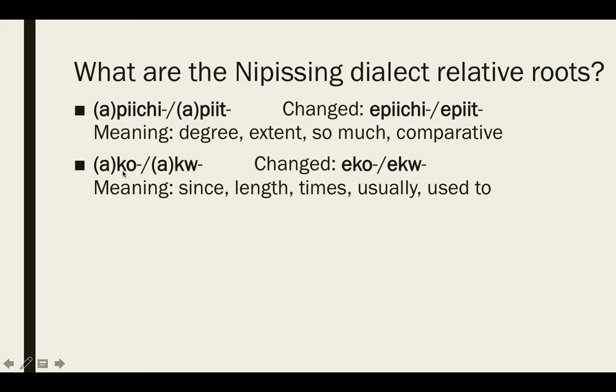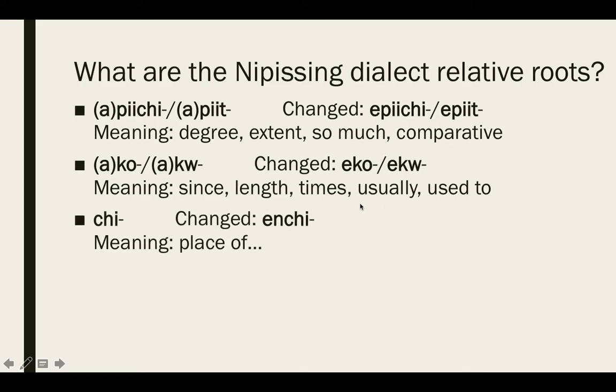Next one is ku. Change version is eku or equa. And so its meaning can be the same, since, length, times, and sometimes usually or used to. And so this is the most drastic change. Instead of daje, we have a ch sound. And its change version is enche, meaning place of.